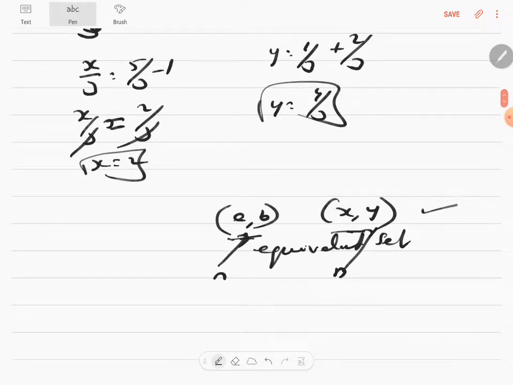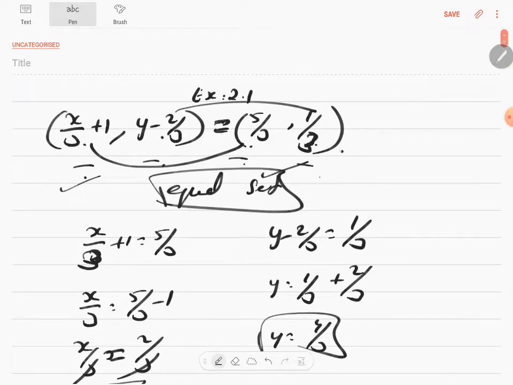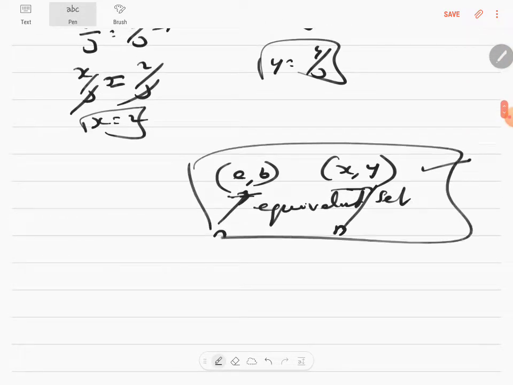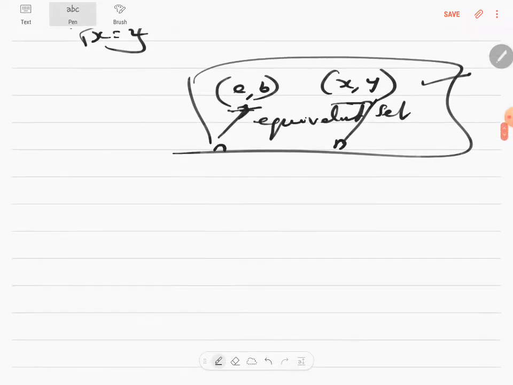Is this an equivalent set? Yes. Is this an equivalent set? Yes. This is an equal set as well as an equivalent set. Do you understand the difference between an equal and an equivalent? Okay, so this is not given in the book, but I am writing it. So let's go to the second sum.